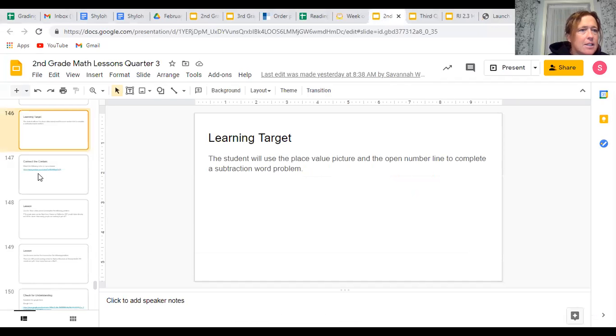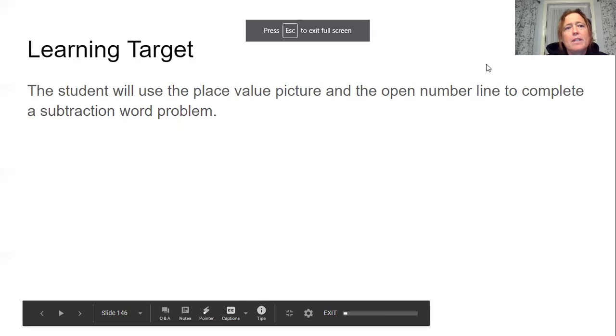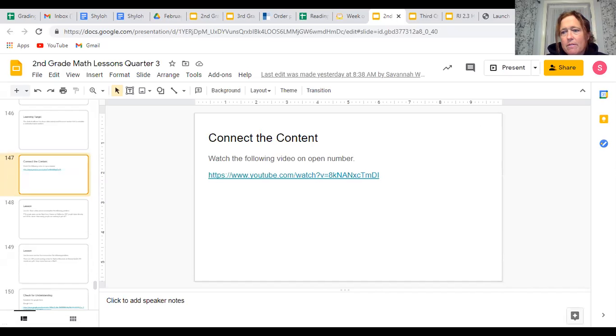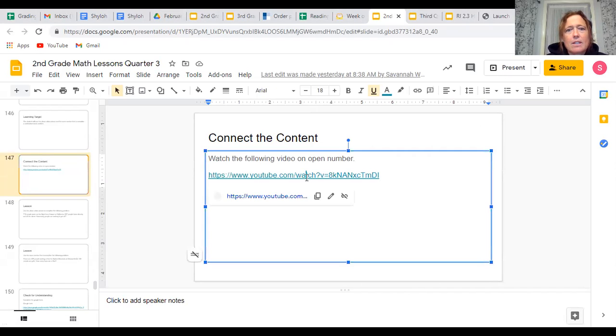All right, so today's learning target is that the student will use the place value picture and the open number line to complete a subtraction word problem. To begin with, let's go ahead and watch our review video. Let me make sure my volume is good. All right.